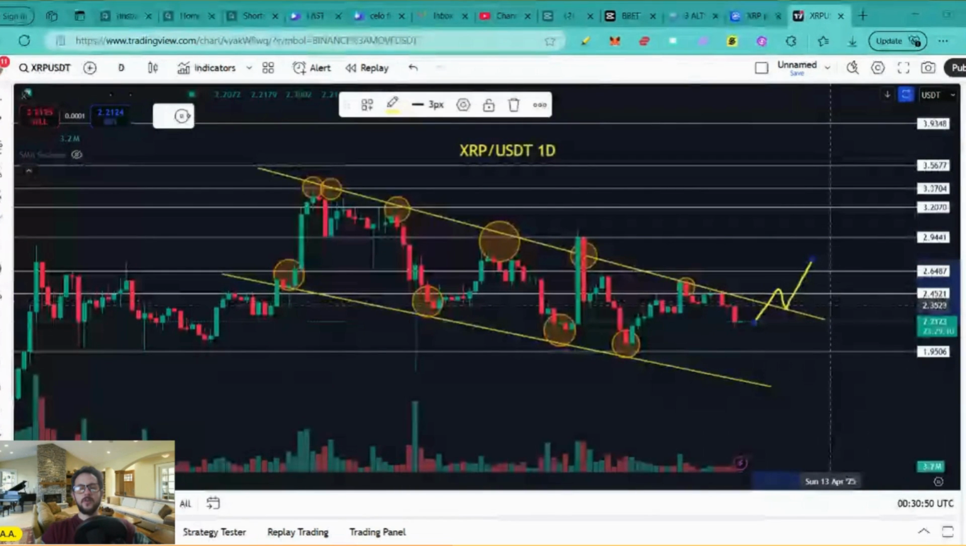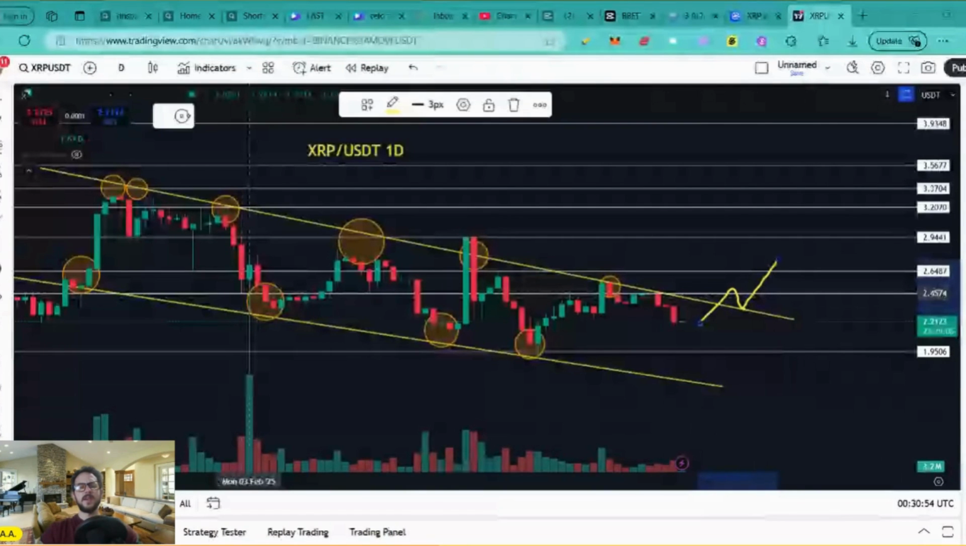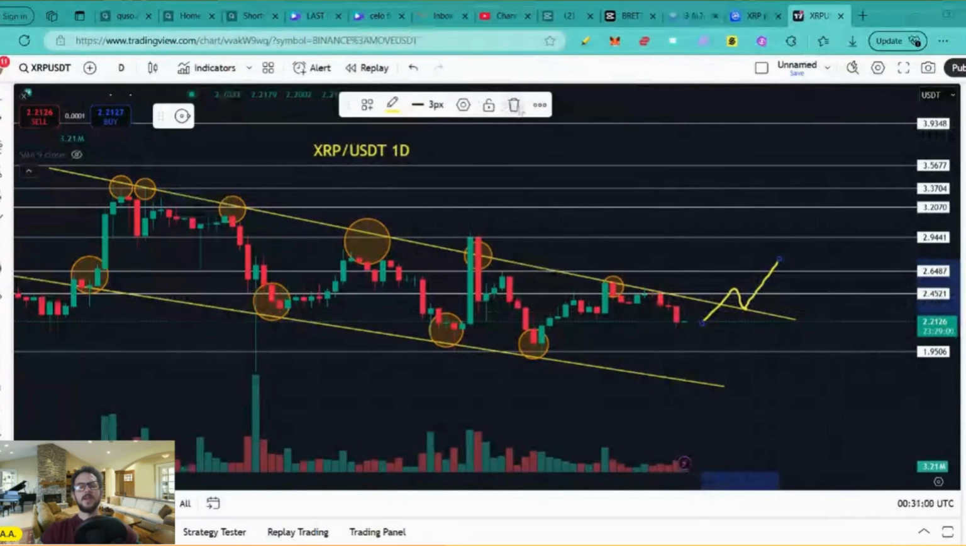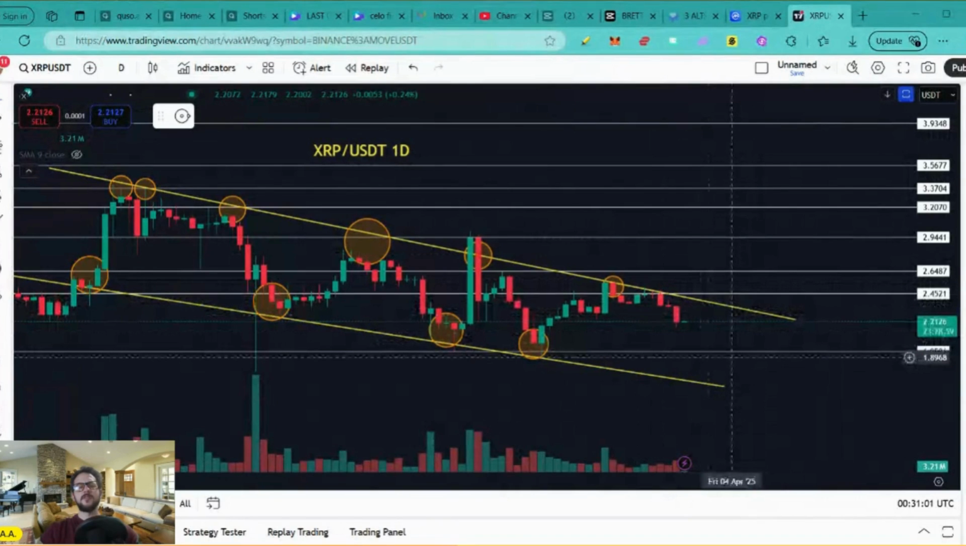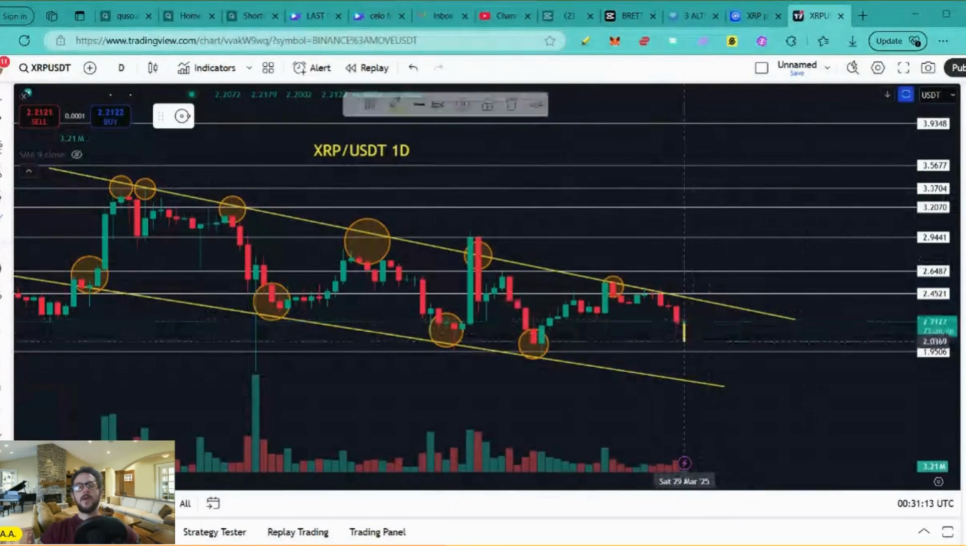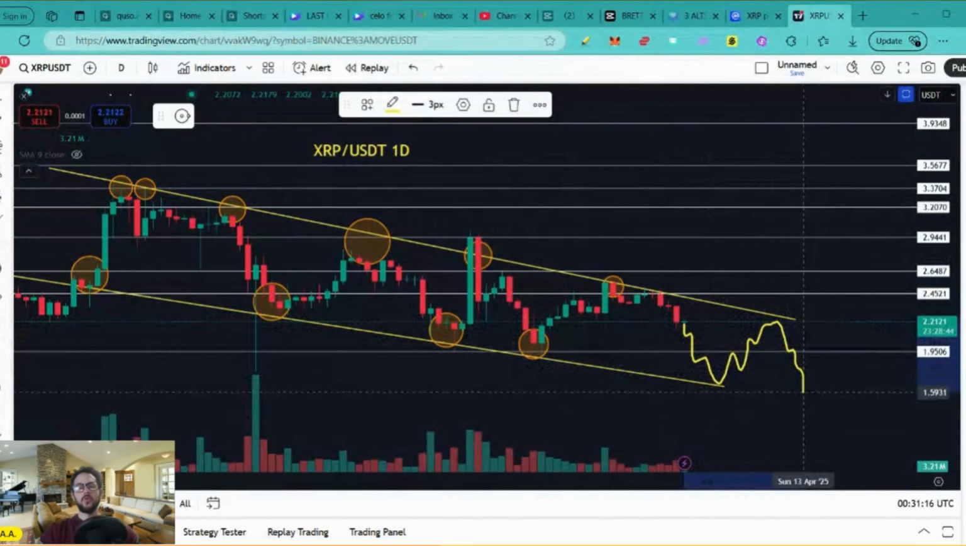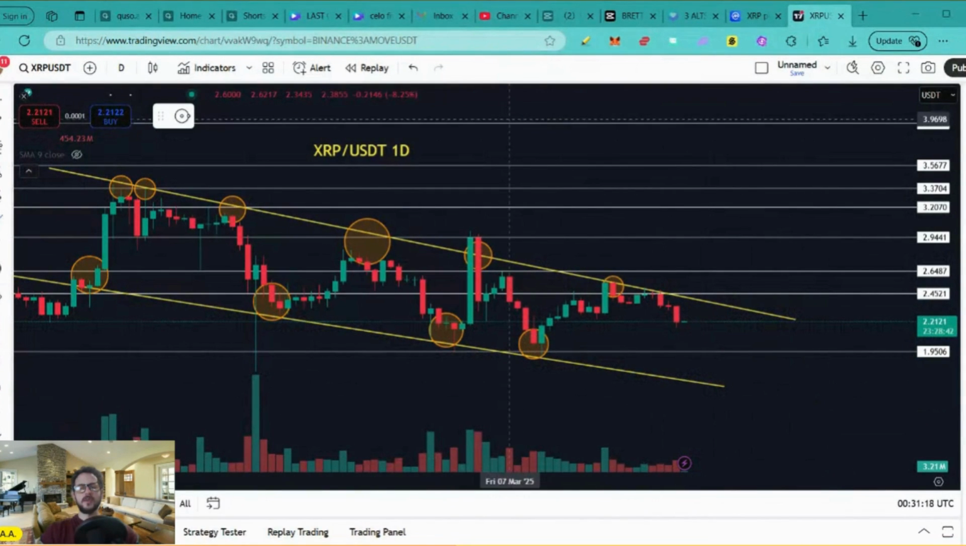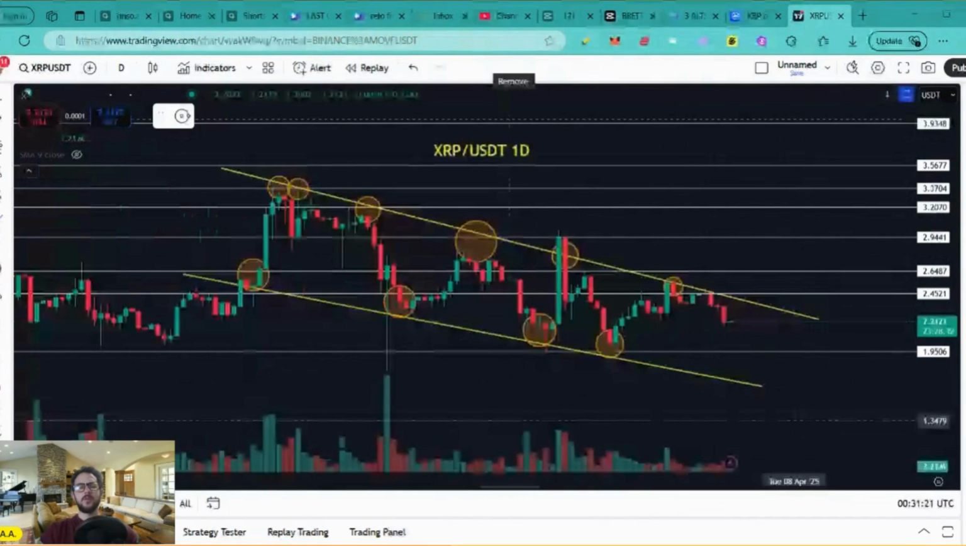This is a falling wedge pattern, guys, and therefore it has a 65 to 70% chance of breaking to the upside. So I expect XRP to break above this key resistance trend line sooner or later. It might happen in the coming hours, maybe tomorrow, or it might take some more time. Nobody knows. Nobody can predict the future. We are not here to predict. We are here to react to what the market is doing.